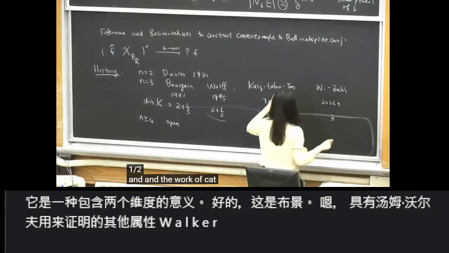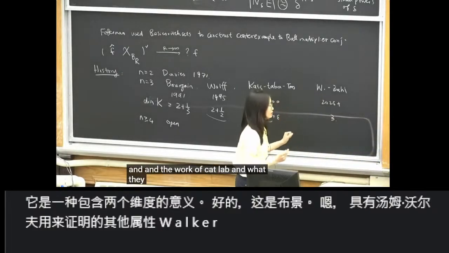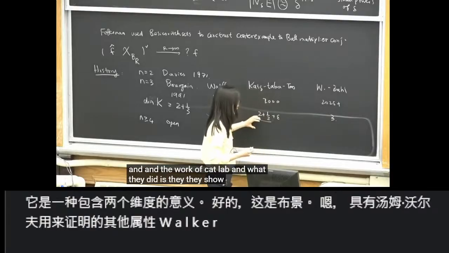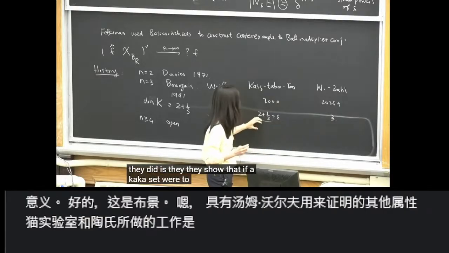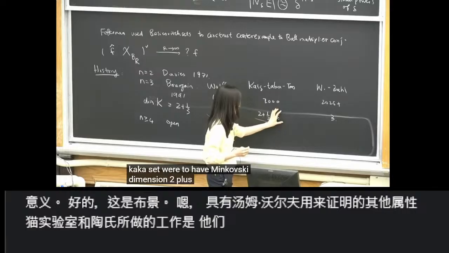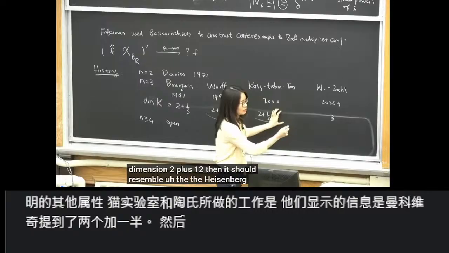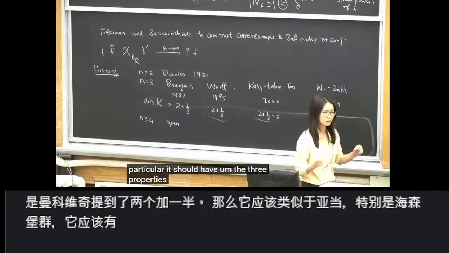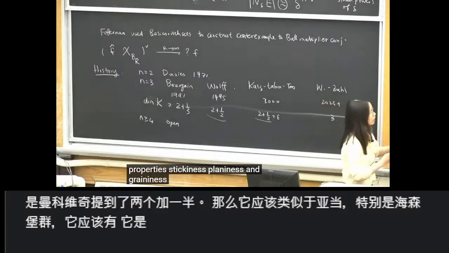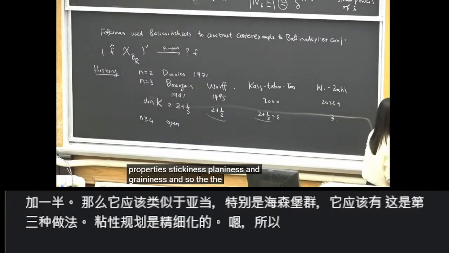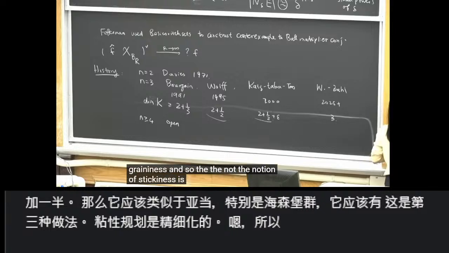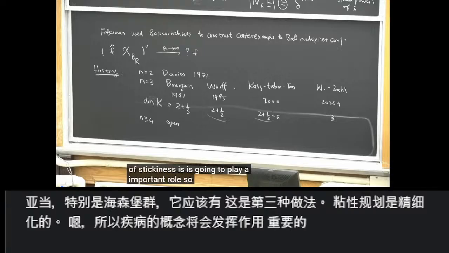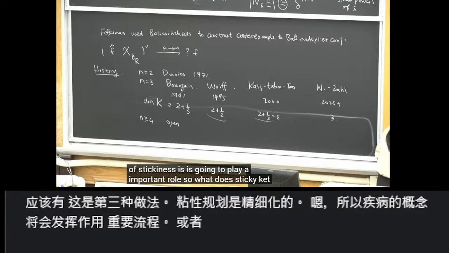And the work of Katz and Zahl, what they did is they showed that if a Kakeya set were to have Minkowski dimension 2 plus 1/2, then it should resemble the Heisenberg group. In particular, it should have the 3 properties: stickiness, planiness, and graininess. So the notion of stickiness is going to play an important role. So what does a sticky Kakeya set mean?